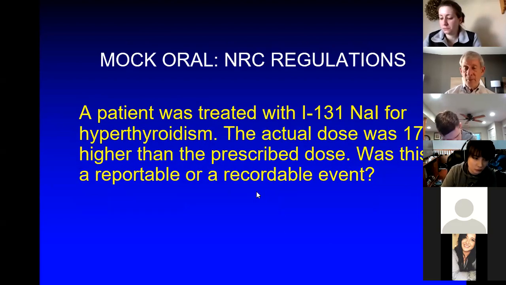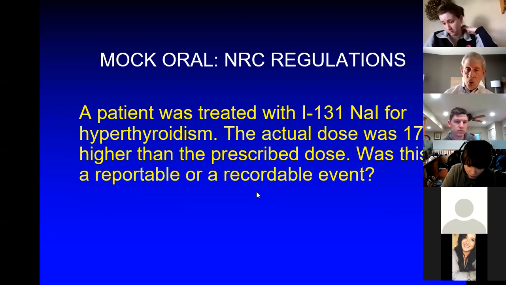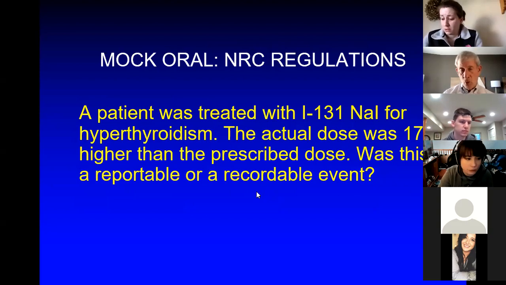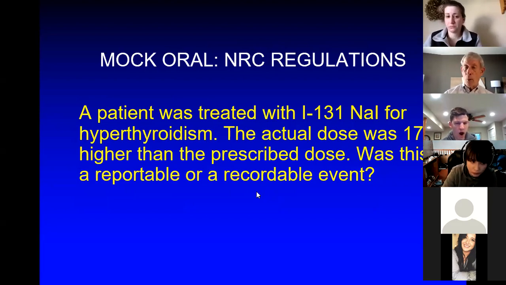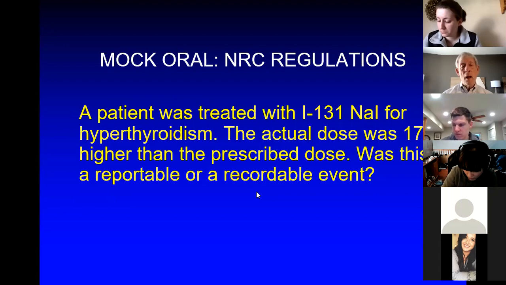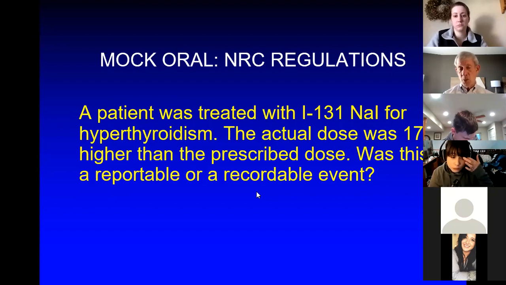Now, all of the rules and regulations we covered so far for prescribed doses and reportable and recordable events in particular, do not have anything to do with therapy doses. The rule for therapy is that if you're not within 20%, that is a reportable event. That would not be the case diagnostically, but let's take a look here, for example. The patient was treated with sodium iodide for hyperthyroidism. The actual dose was 17% higher than the prescribed dose.